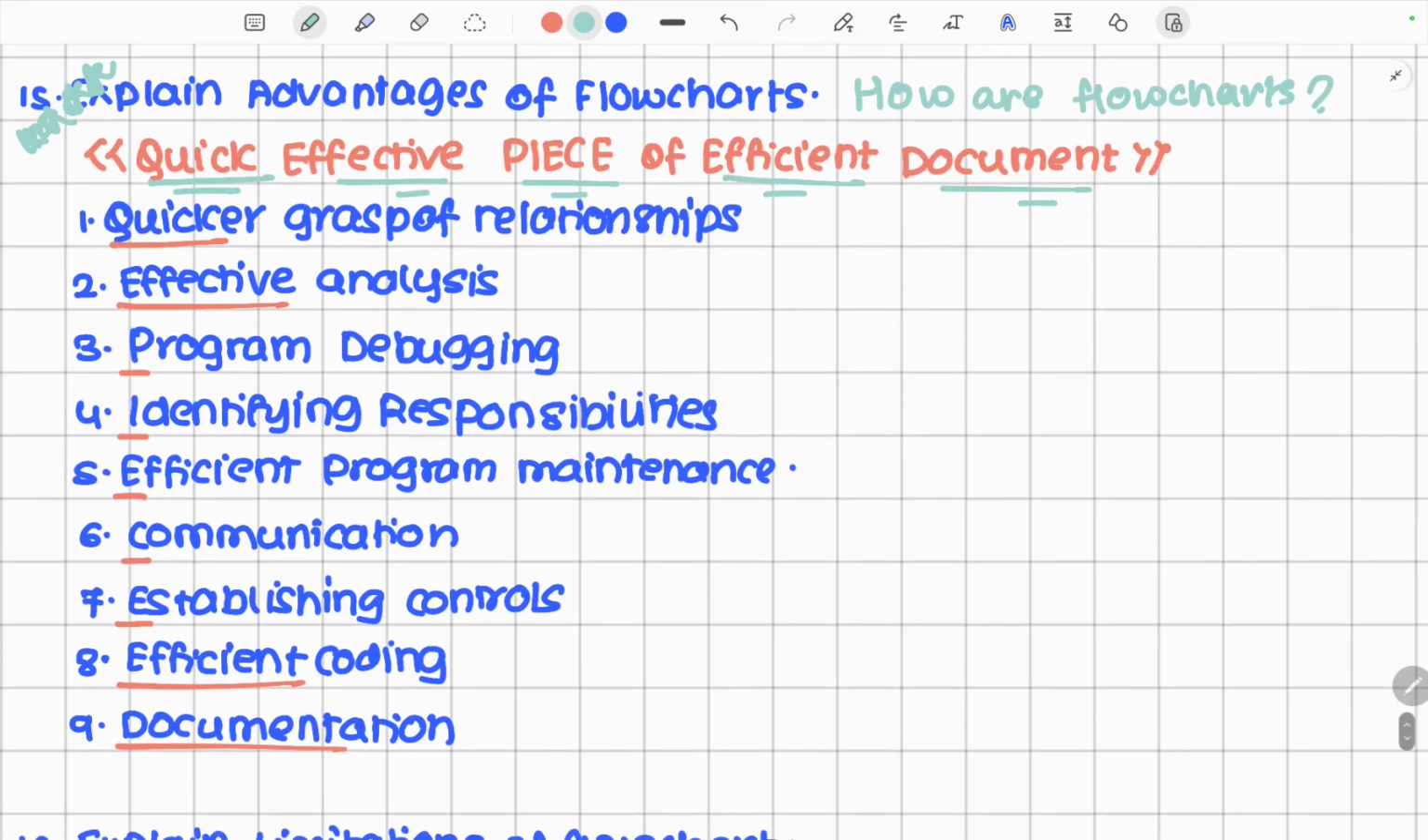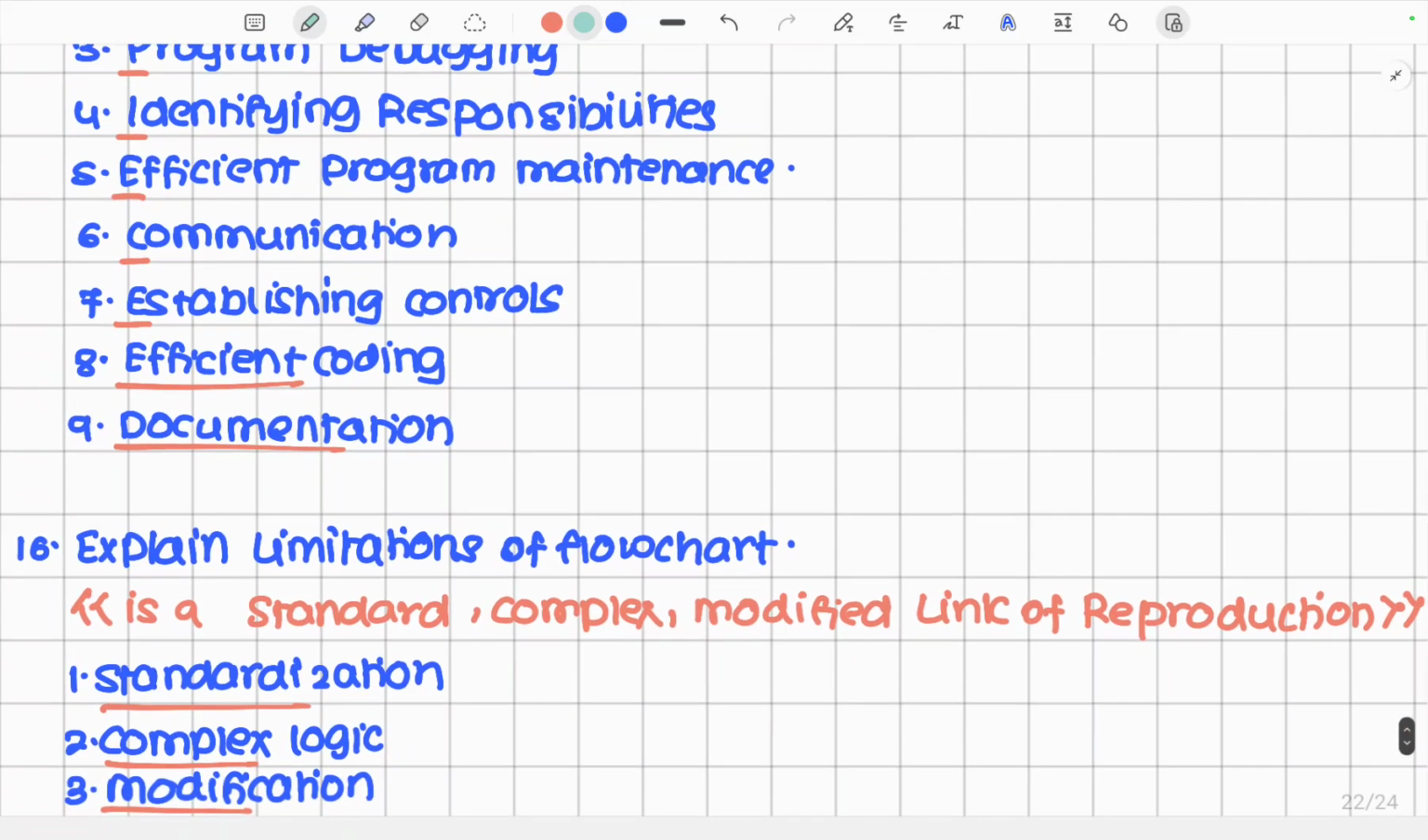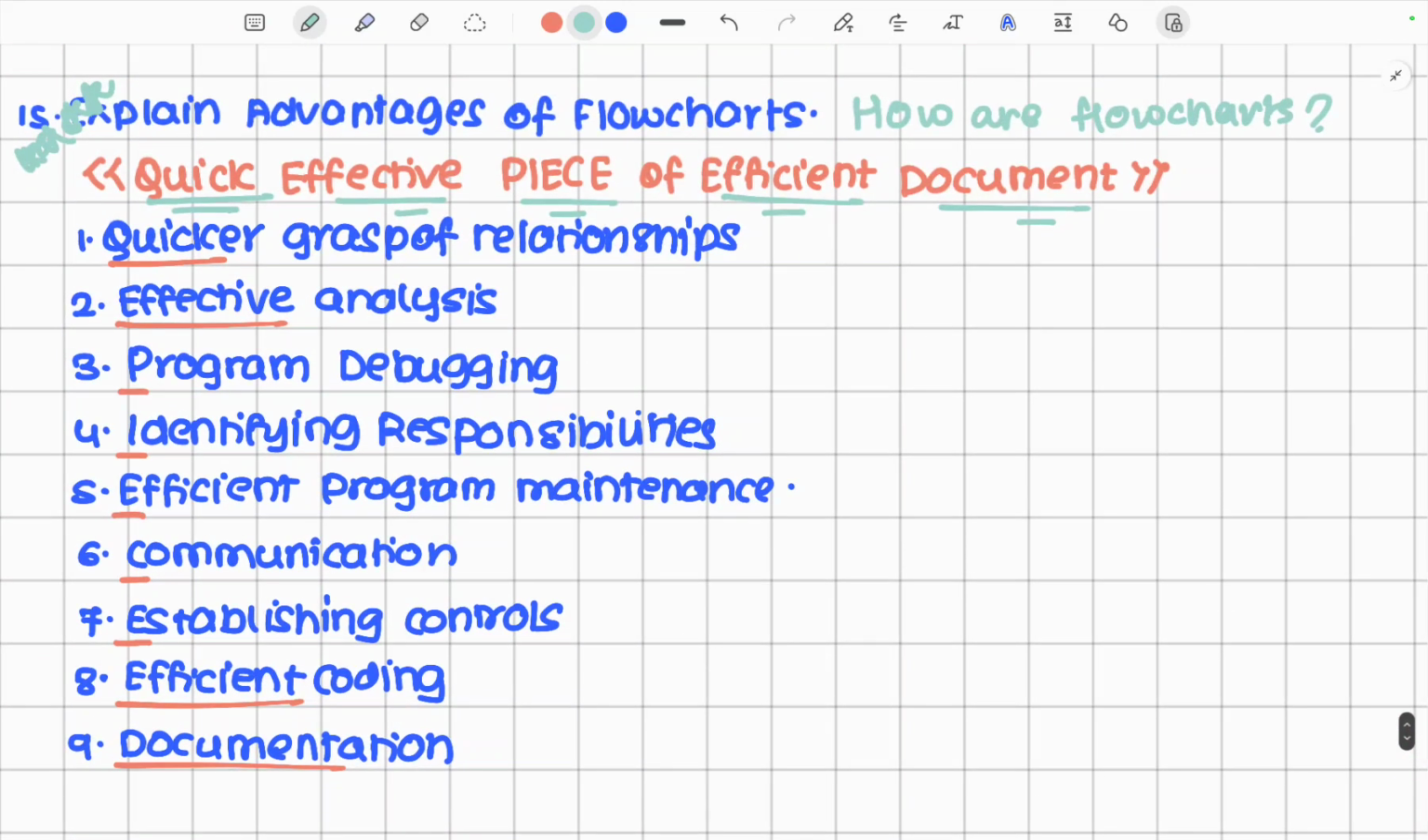That is quicker grasp of relationships, effective analysis, program debugging, identifying responsibilities, efficient program maintenance, communication, establishing controls, efficient coding, documentation. So as soon as you hear the word advantages, you should ask how are flowcharts? Flowcharts are quick, effective piece of efficient documents.